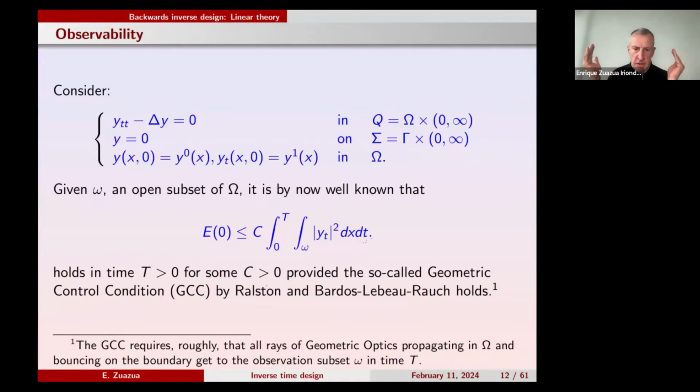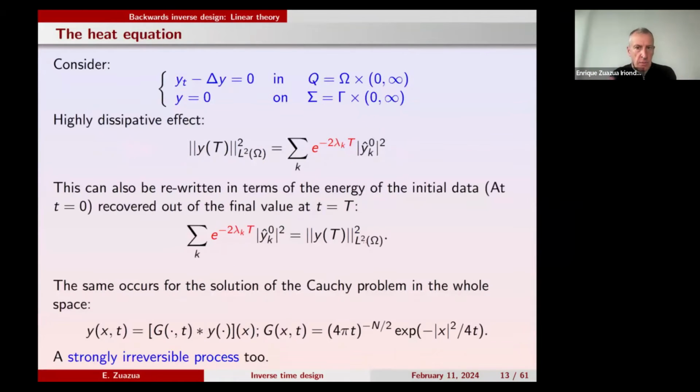Time inversion is much easier. I give you the final state. I'm just asking you whether you can recover the initial state. And then in that case, you say, for the wave equation, no problem. The model is time reversible, and I can apply the classical theory for the Cauchy problem and also the numerical algorithms, okay? Things get trickier when you deal with the heat equation.